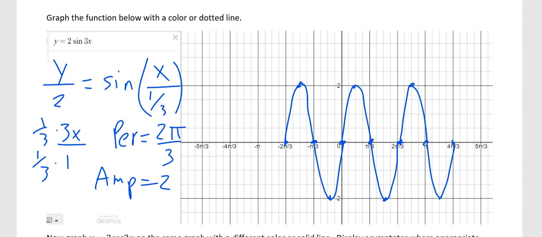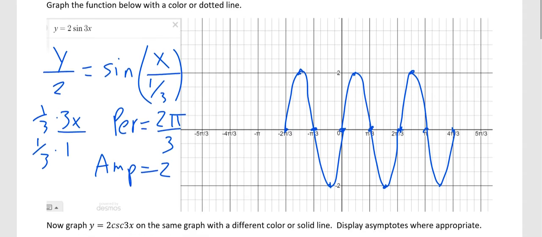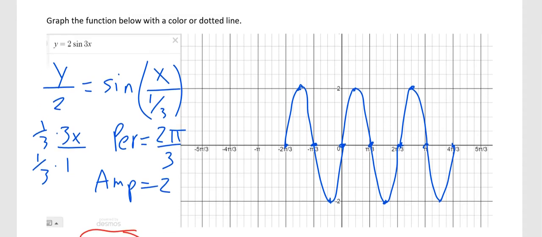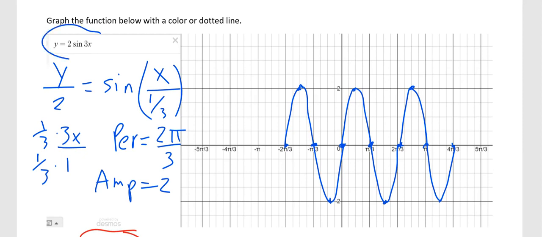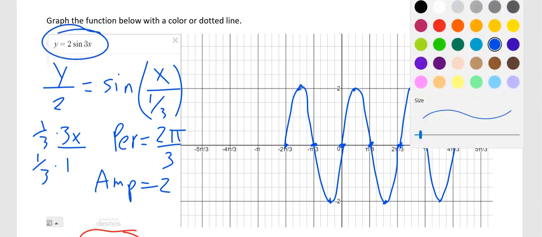So now we want to graph the cosecant. It's the same exact stretch and shrink, but it's cosecant that we're graphing. So either use a different color or a solid line for this part. I'm going to be doing this one in red. I should have circled the other one in blue, since that's what I did it with. So I'm doing that one in blue, and the next one in red.